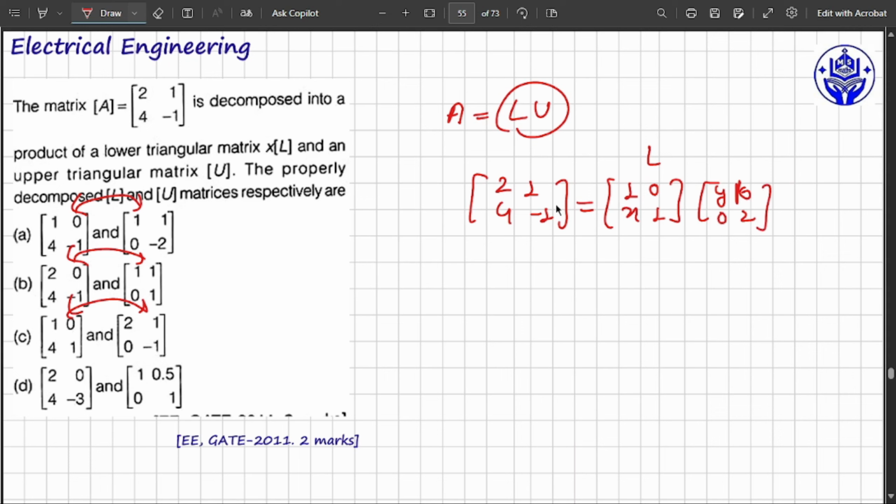And you can easily find, you will have 4 equations. You can easily find the values. Okay, so this is the approach, you can find the value, and here the answer will be D. If you multiply these both, you will easily get this.